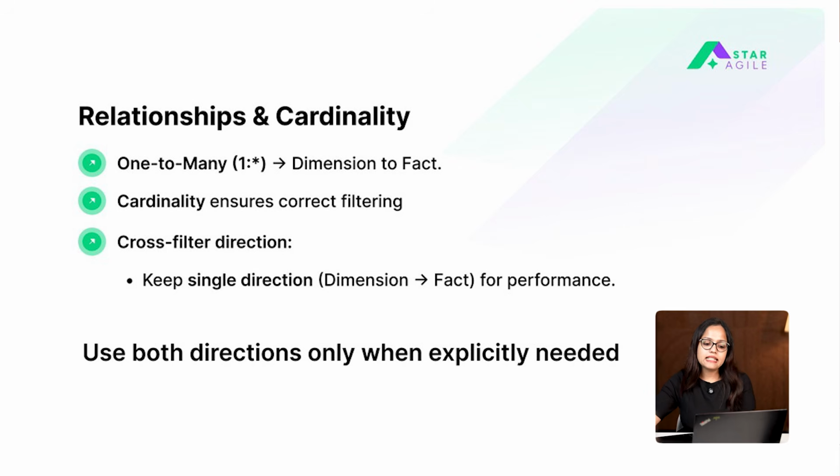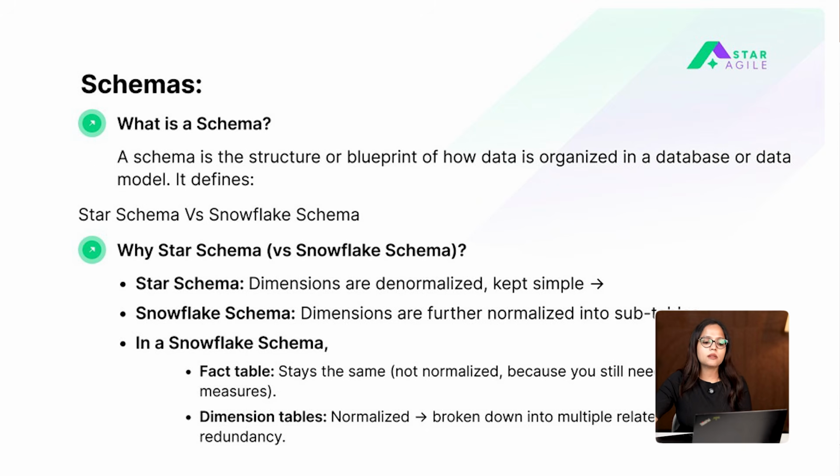So to summarize, we did learn about relationships and cardinality, right? We did learn about one-to-many. We'll also be going in depth in learning about many-to-many and one-to-one. I do have a couple of examples pertaining to our data set itself, but in this particular project, we are only going to learn about one-to-many. We also spoke about the cross-filter direction, how it is a single direction. Post which, yes, we did discuss schema.